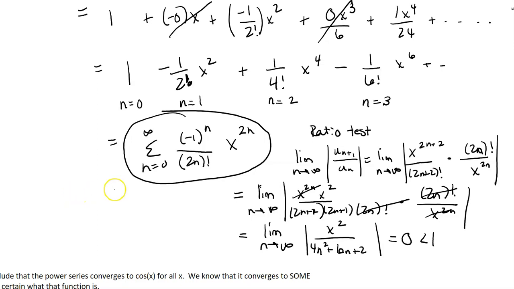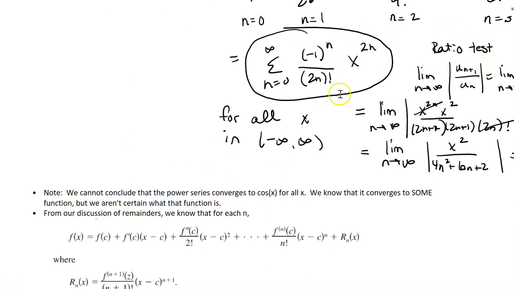So our interval of convergence is negative infinity to infinity. All real numbers here. So that would be our power series. Now this is important. We did find that this power series converges for all real values of x, but we cannot conclude that the power series converges specifically to cosine of x for all x. We just know that it converges to some function. So just kind of keep that in mind. You can't necessarily say that this is equal to cosine of x for all values of x, just that it does converge.